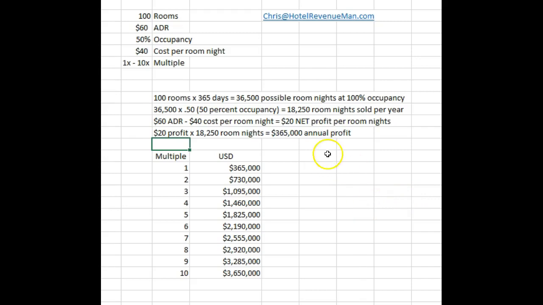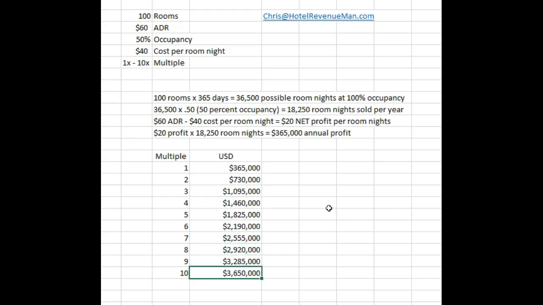So that means if this property is an absolute dump, it needs everything replaced, it needs everything repaired, it does not have a good customer base, it's in a bad location, everything's bad about it, you can ask for a 1x multiple. That means all your profits for the first year are going to go to paying it off, but then it'll be paid off, and you'll have a poor property, but it'll be paid off. Then you'll probably have to come up with some more money to get it up to speed. Depending on how nice it is, it's going to fall somewhere on here.